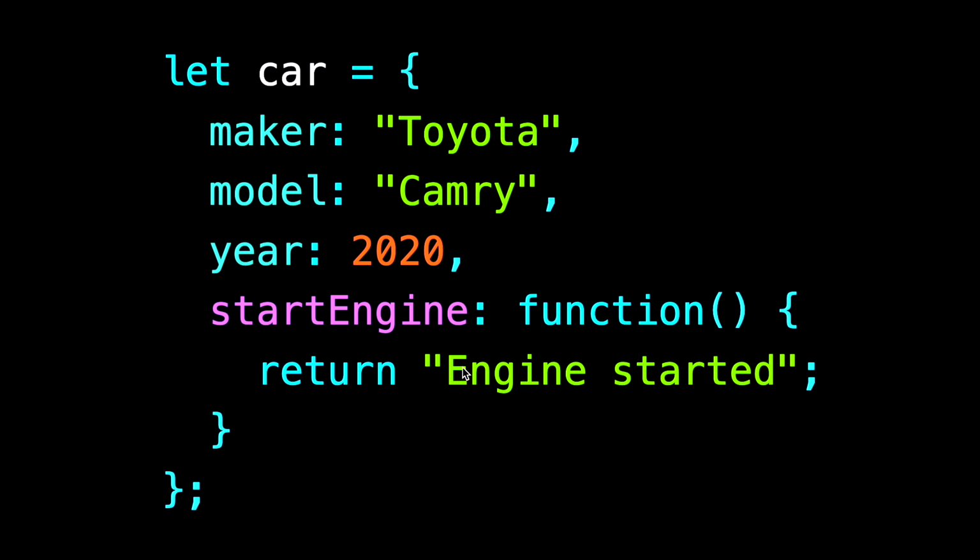You can access the properties using dot notation. So car.maker would equal Toyota. We can also use bracket notation, which would be car, and then you put brackets with the string maker inside the brackets. And you can also call the method with car.startEngine with parentheses after the end. You'll see what I mean soon.